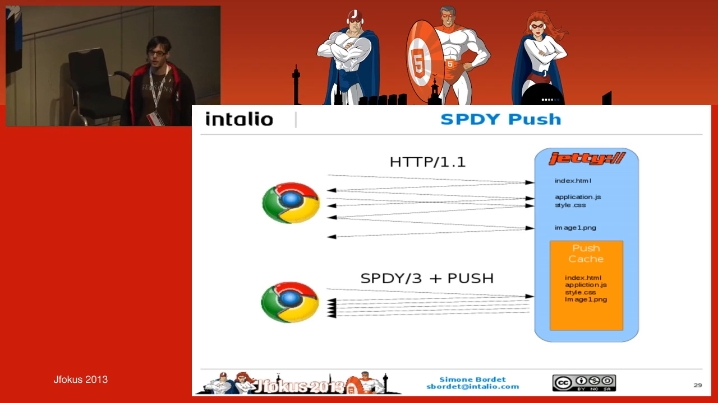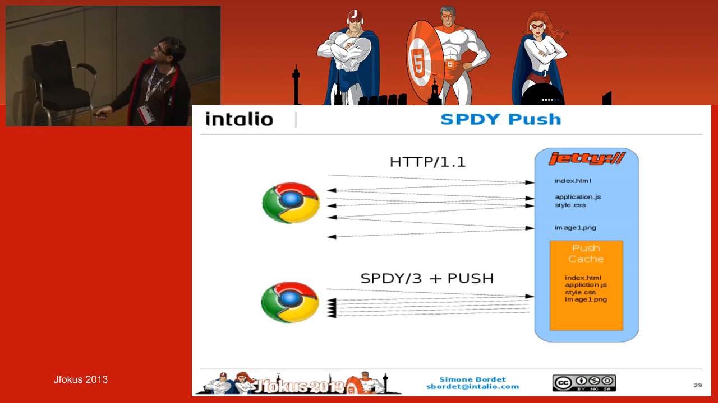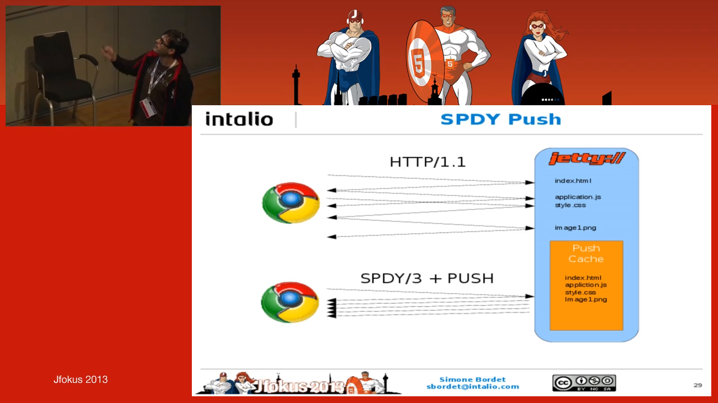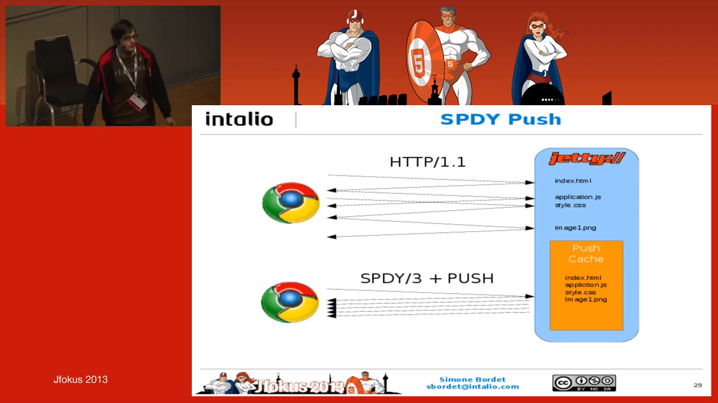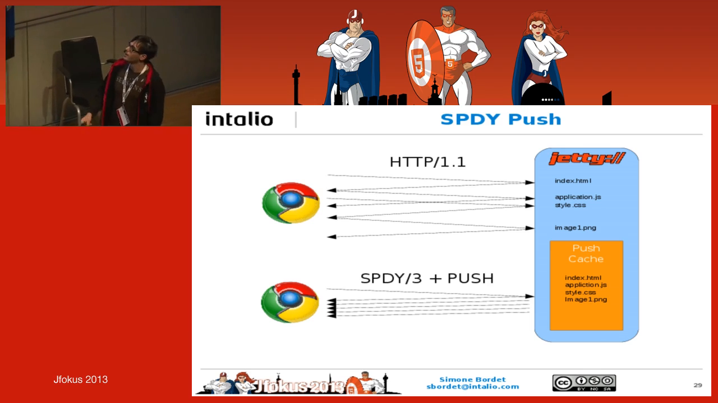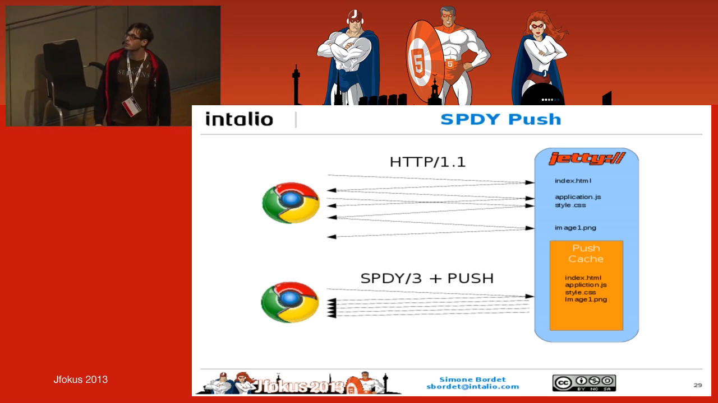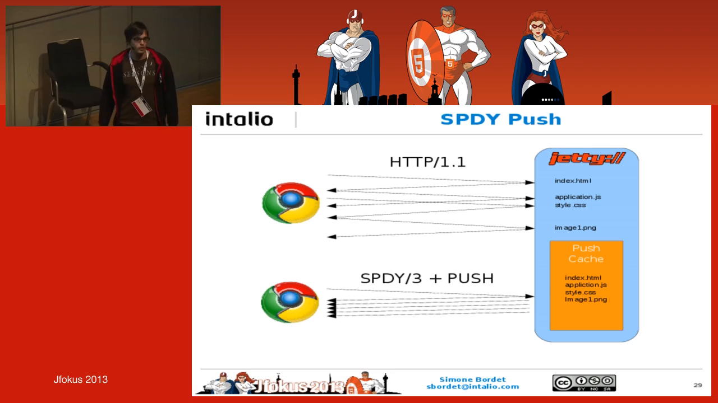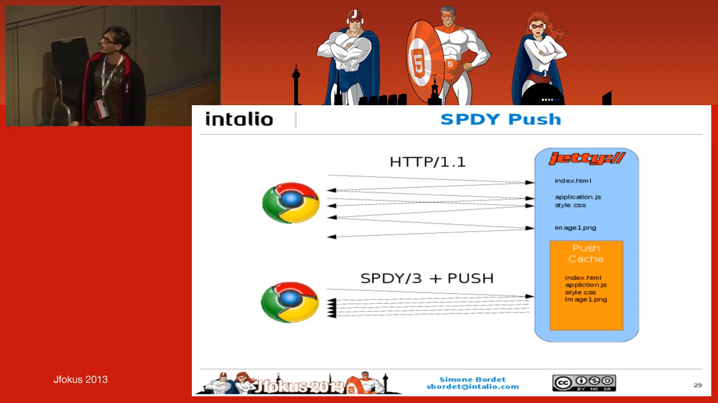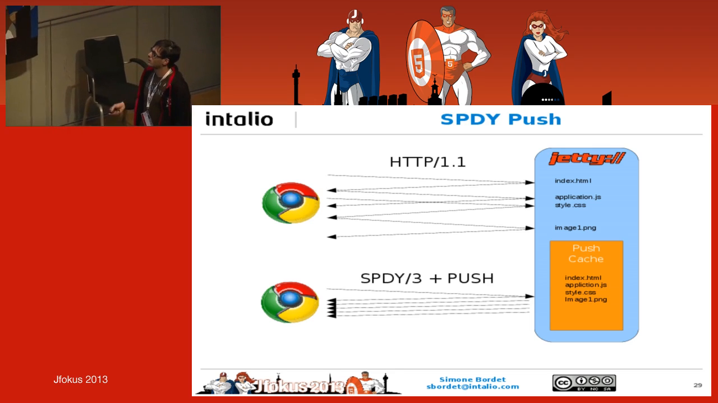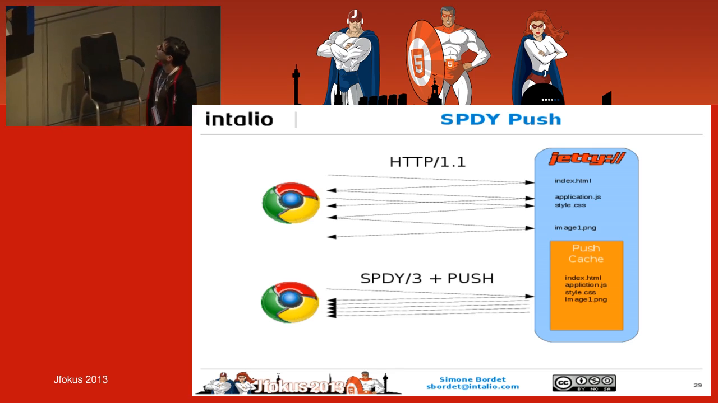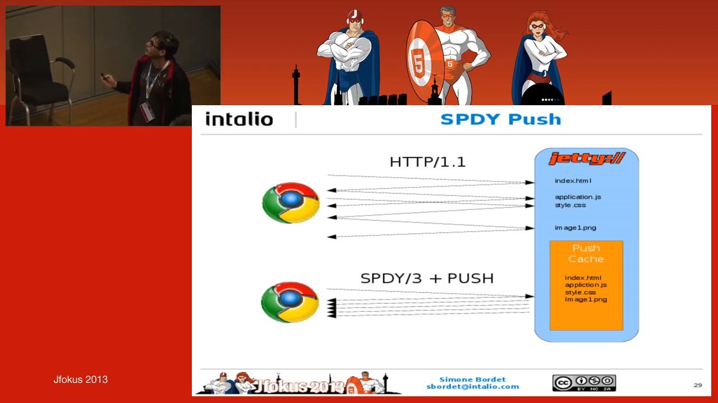Once the client finished parsing that file, it recognizes that there is an application.js file and a style.css file. It has to request them to render that full page. It will request both from the server. With HTTP 1.1, it will do it in parallel because we have opened more than one connection. And it will get the responses from the server.